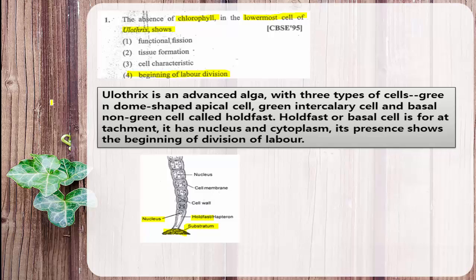It is nothing but Ulothrix. So the same explanation is mentioned here. Why does the lower cell not contain chloroplast? The name for the lower cell is holdfast. As the name indicates, it is attaching to the substratum and holding the entire filament, so it is not necessarily carrying out photosynthesis, therefore it is without chlorophyll. The right option for this question is option 4.